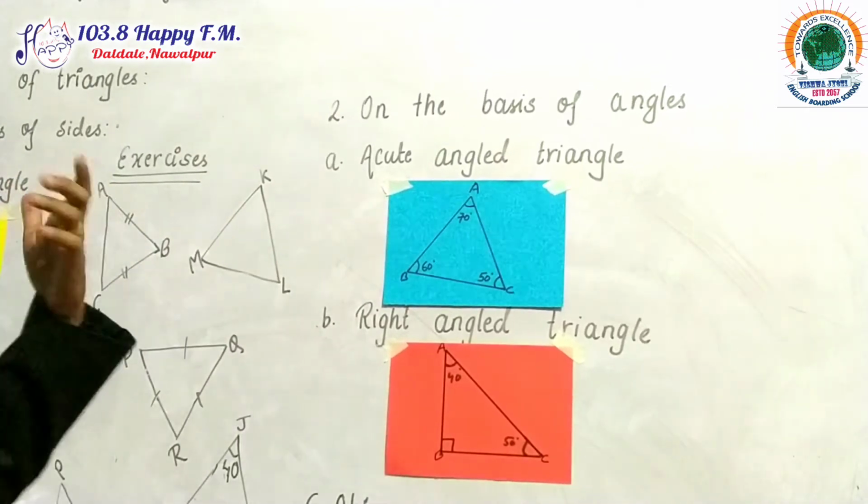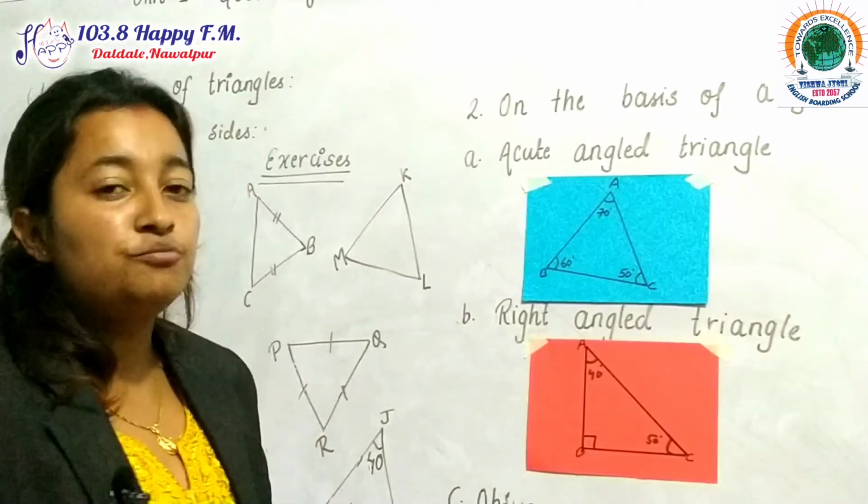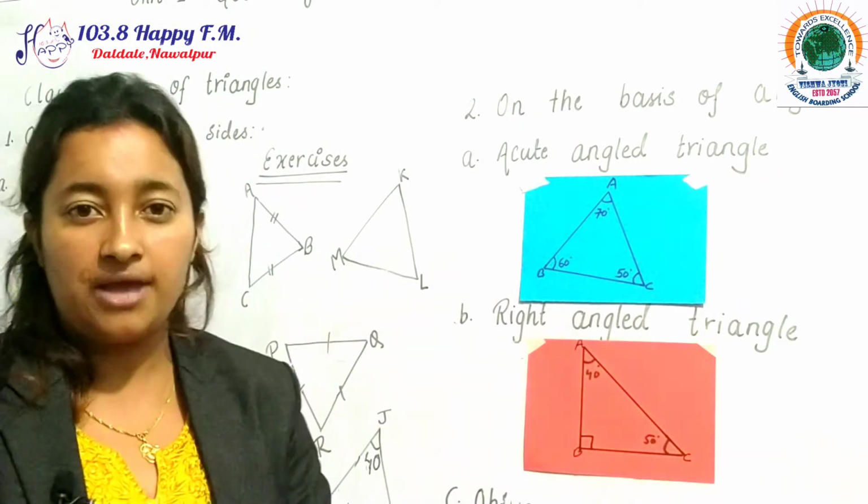So acute angle, what do you mean by acute angle? I want to revise it again. Acute means a smaller one. The angle which is smaller than 90 degrees is called the acute angle.